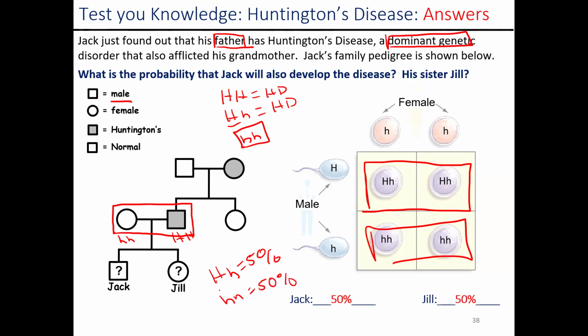So in this case, remember, this is a dominant genetic disorder. That means once you have that big letter, you are going to have that Huntington's disease. So you can see that there's a 50% chance. And then again, with little h, there's a 50% chance this person will not. So in this case, Jack has about a 50% chance of having it, as well as Jill.